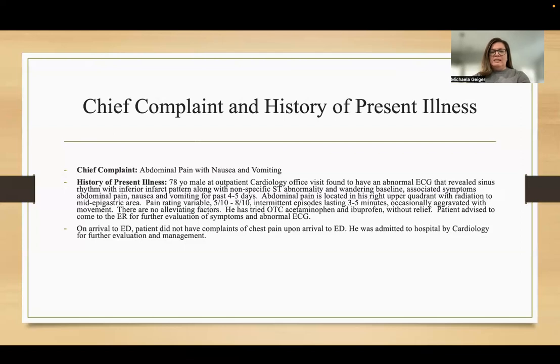The patient was advised to come to the ER for further evaluation of his symptoms and abnormal EKG. On arrival to the emergency room, the patient did not have complaints of chest pain, but he did have complaints of some intermittent nausea and vomiting. He was admitted by the cardiology service for further evaluation and management.